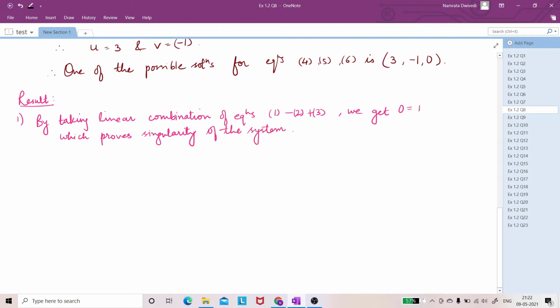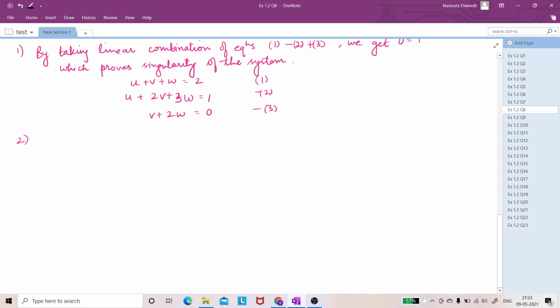So for the value, I'll write again. u plus v plus w is equal to 2, u plus 2v plus 3w equals 1, and v plus 2w equals minus 1. This is 1, 2, 3. Okay, I'll write it again. Just a minute. And what is the second result?